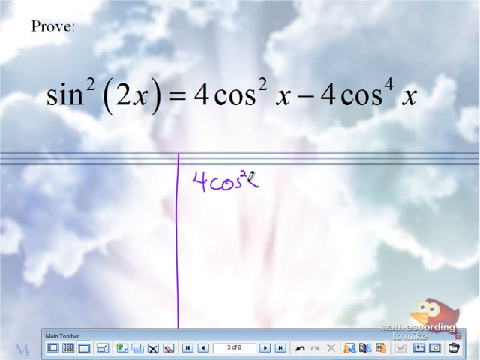Yeah, let's take out a 4 cosine squared of x. If we take out a 4 cosine squared of x, what are we left with? All right, great. So you take out a 4 cosine squared of x, none of that happened. And if you take out your 4 cosine squared of x, what are you left with? There you go, 1 minus cosine squared of x. But what is 1 minus cosine squared of x? Sine squared of x.